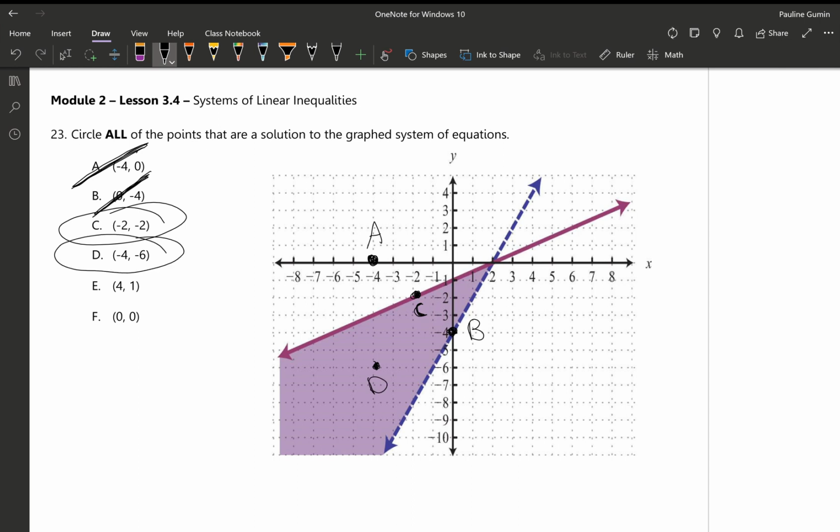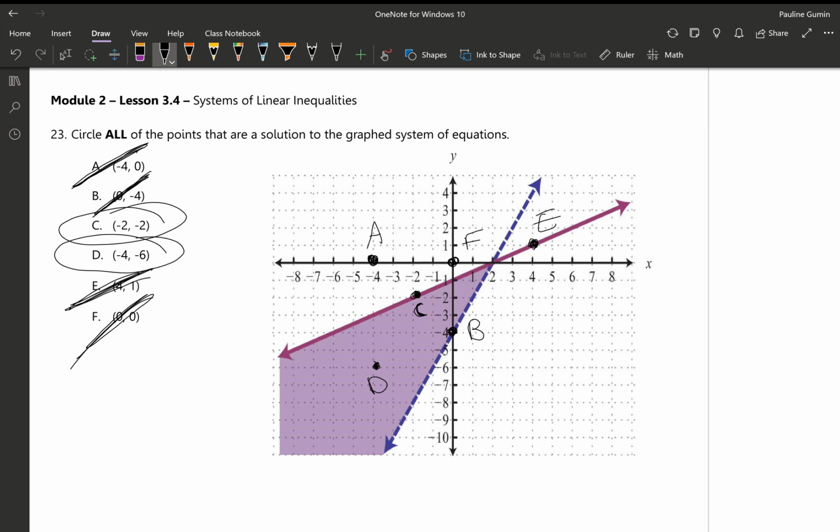Letter E is 4, 1. Ooh, it's on the solid line, but it's not attached to that shaded area, so no. And then finally, letter F, not even close.